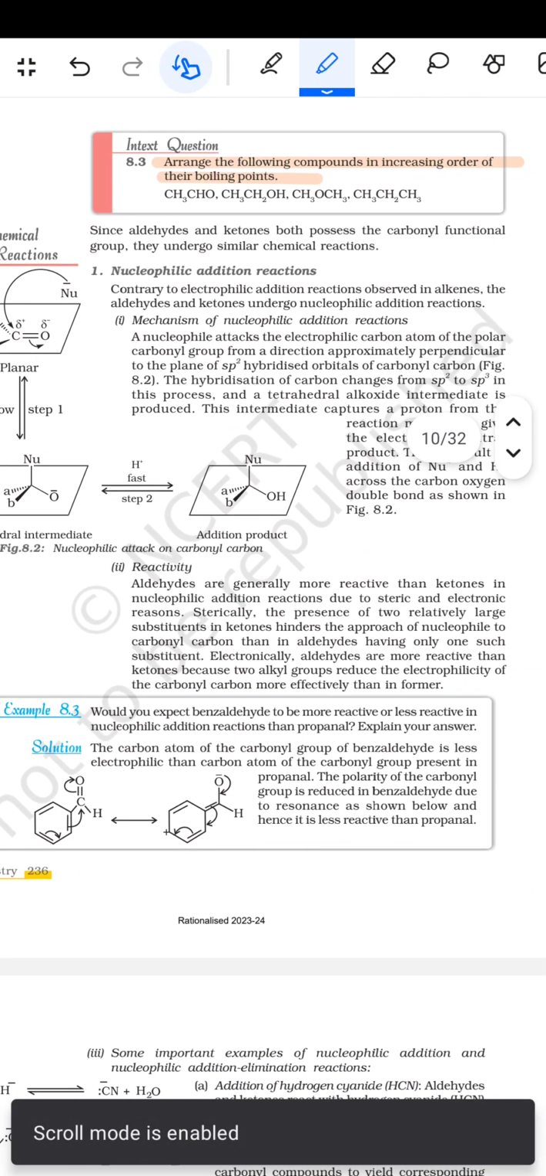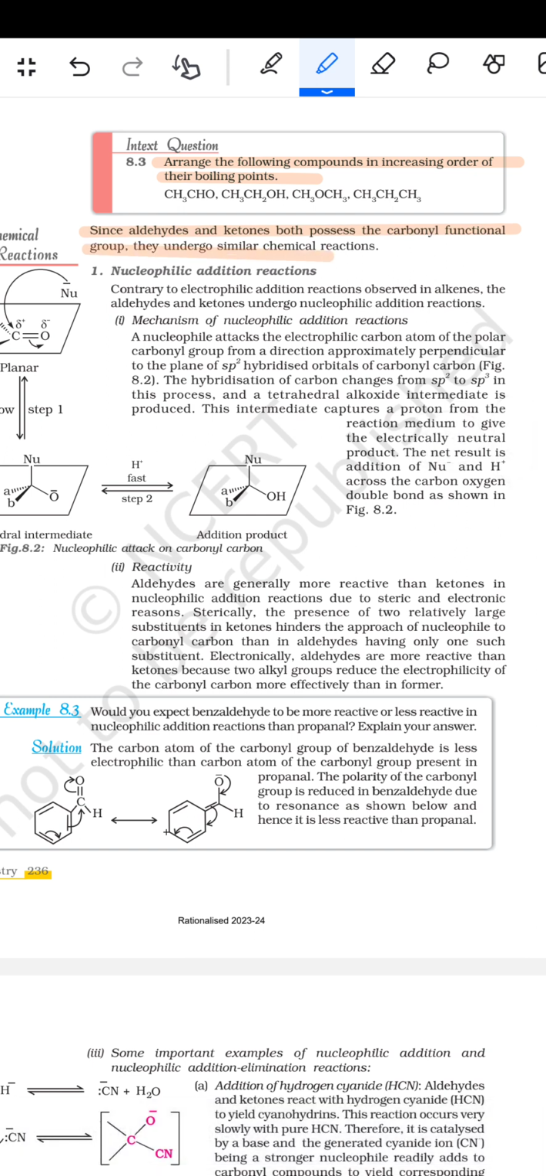Since aldehydes and the ketones both possess the carbonyl functional group, they undergo similar chemical reactions: nucleophilic addition reactions. Contrary to the electrophilic addition reactions observed in the alkenes, the aldehydes and the ketones undergo nucleophilic addition reactions. Now the mechanism of the nucleophilic addition reaction.